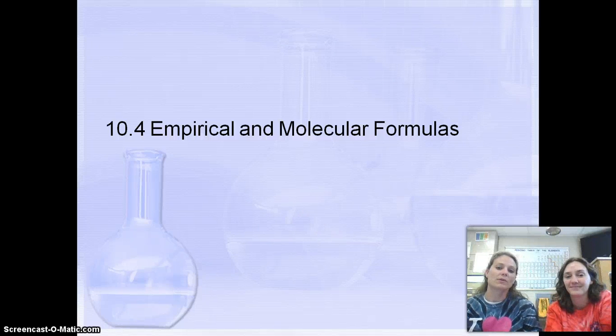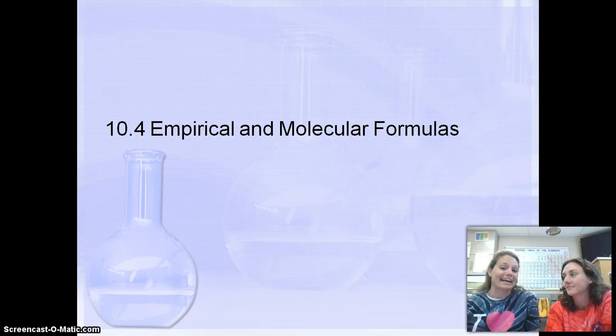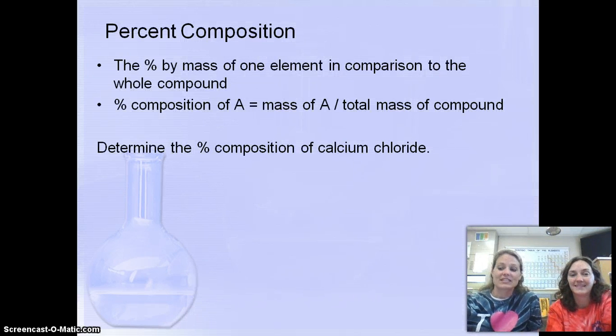Section 10.4, empirical and molecular formulas. For this section, you are going to really have to make sure you've got your calculators and your fingers and your everything ready to go. Your periodic table? Your brain's on. Ready? All right, first thing's actually easy.